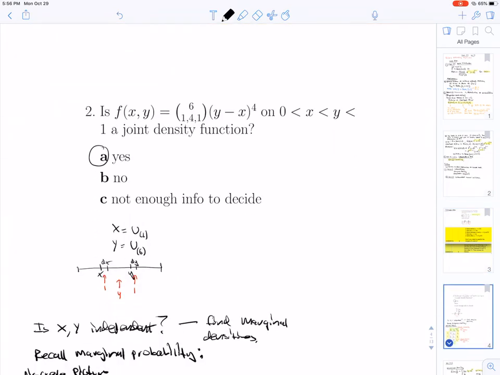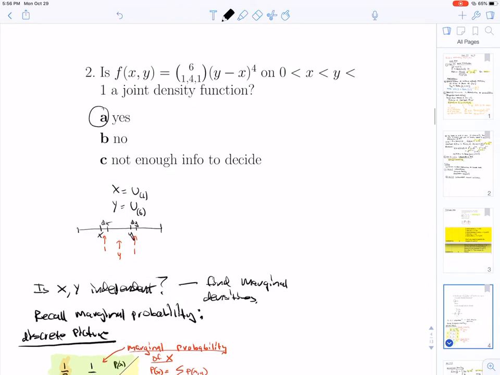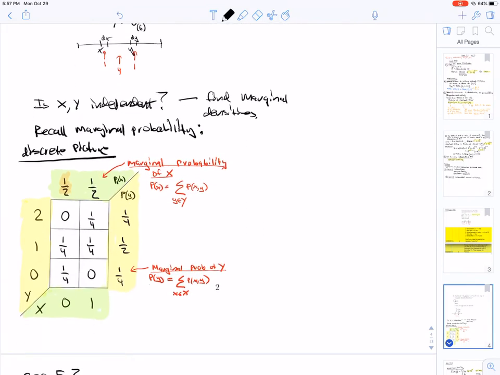So then there was a follow-up question, and you're asked whether this particular joint density, whether this function is a joint density. In other words, it integrates to 1, and you say yes because you recognize that x is uniform order statistic 1, and y is standard uniform order 6, and so on. So you can then ask whether x and y are independent, and to do this we need to find marginal densities. So remember what a marginal density is.